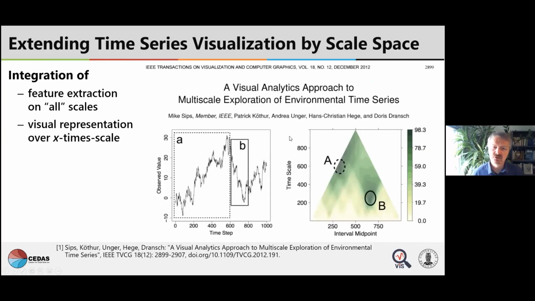Here I can show you just one example from Hans-Christian Hege and colleagues' work, where they have looked at time series data, and they do feature extraction at all scales, and then come up with a visual representation that integrates all of them into one visualization. So here the vertical axis again is the scale axis, and the horizontal axis is time. And you can see that different types of features pop out at different scales.